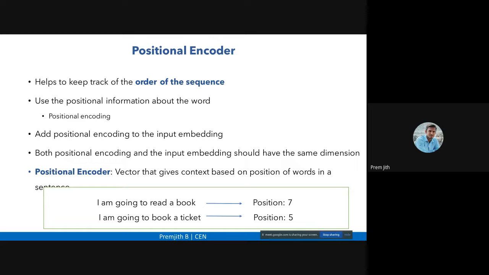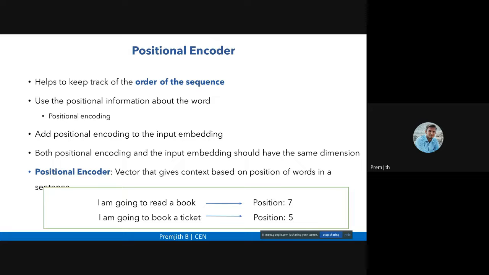Okay, to make sure that the position of the word in these two sentences is different, and because of that reason, we can generate two different meanings for that particular word, which will help for the further analysis. So positional encoder basically gives the context-based position of words in a sentence. In the first sentence, "I am going to read a book," the position is 7, and in the second sentence, the position is 5. So based on that information, book will have two different vector representations.